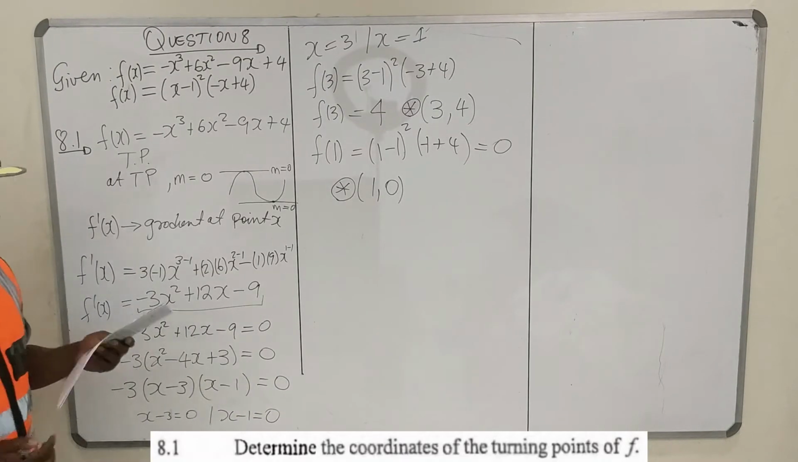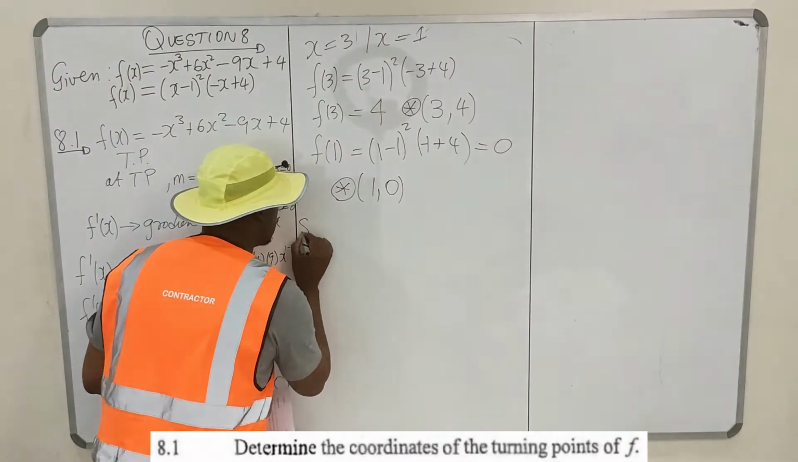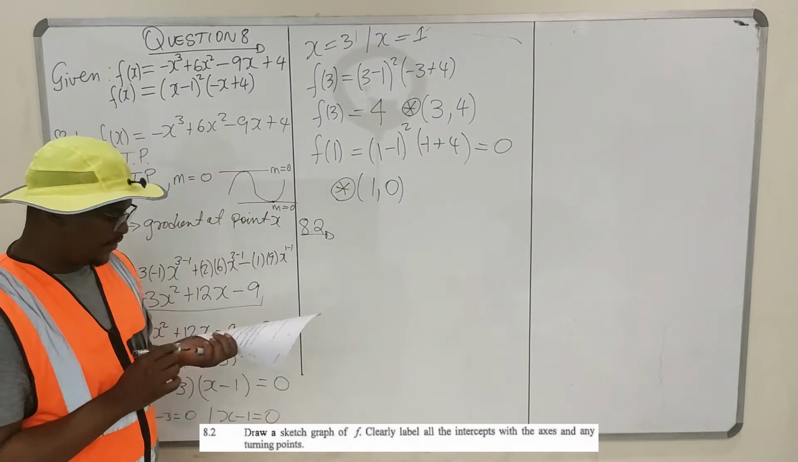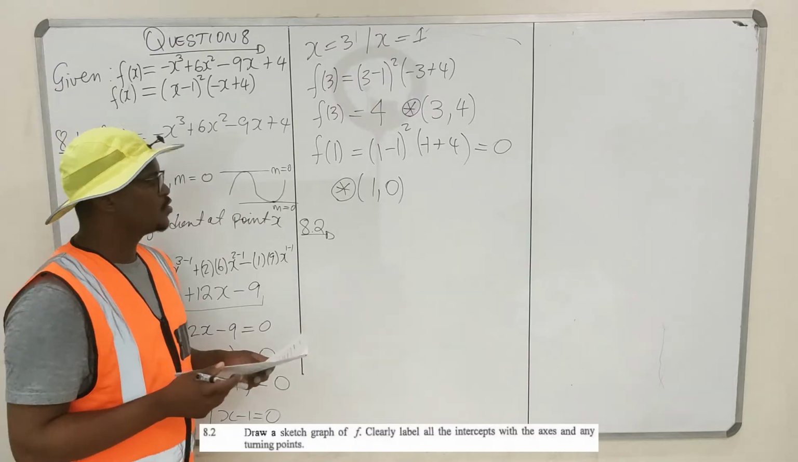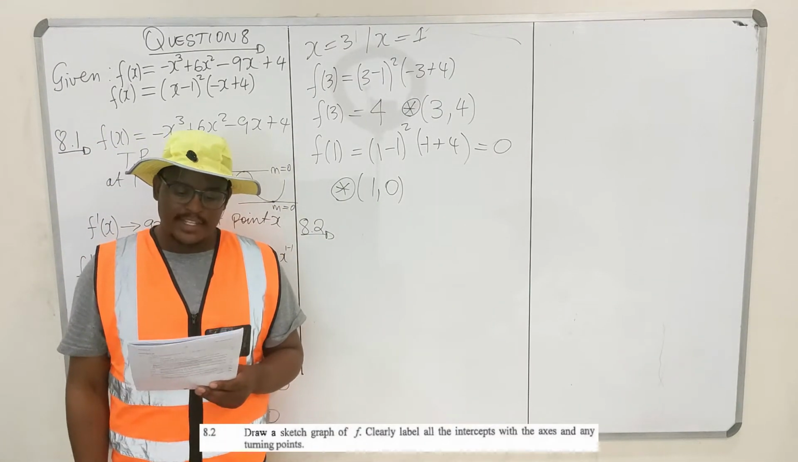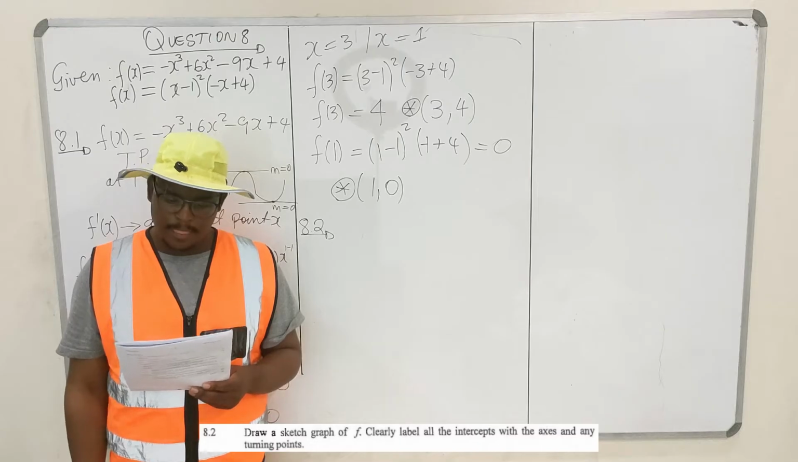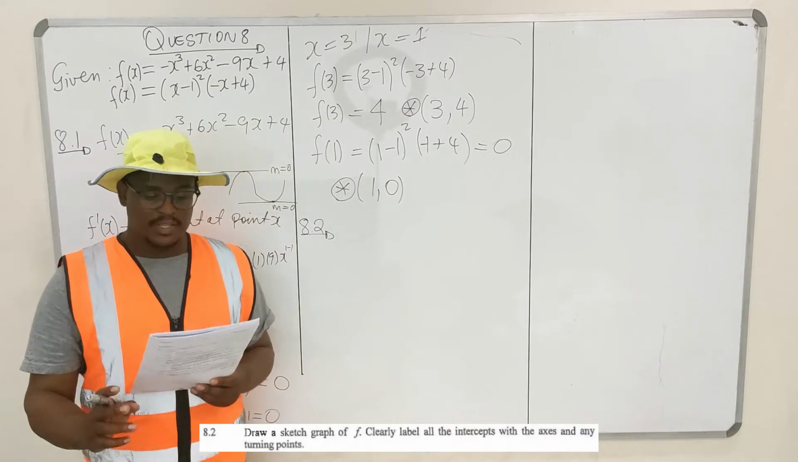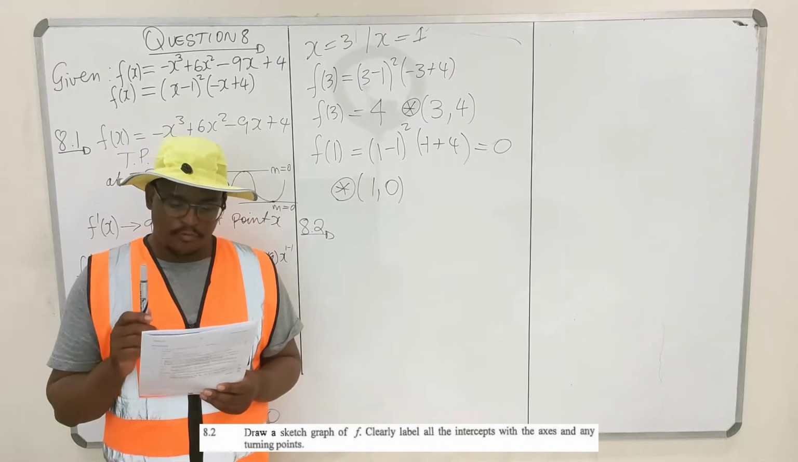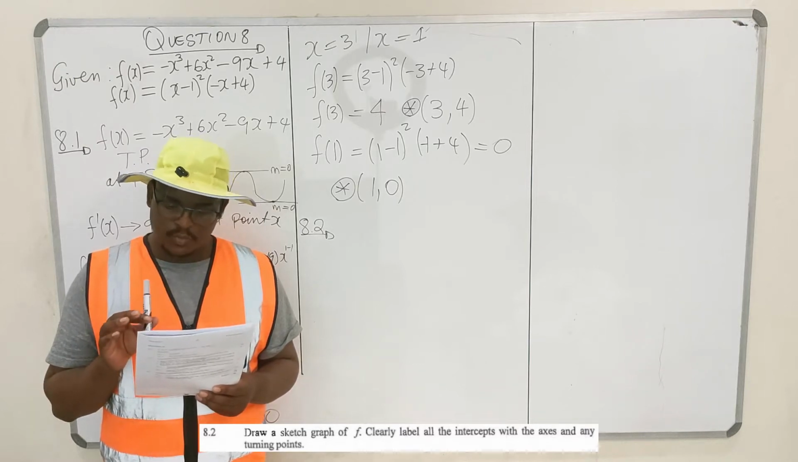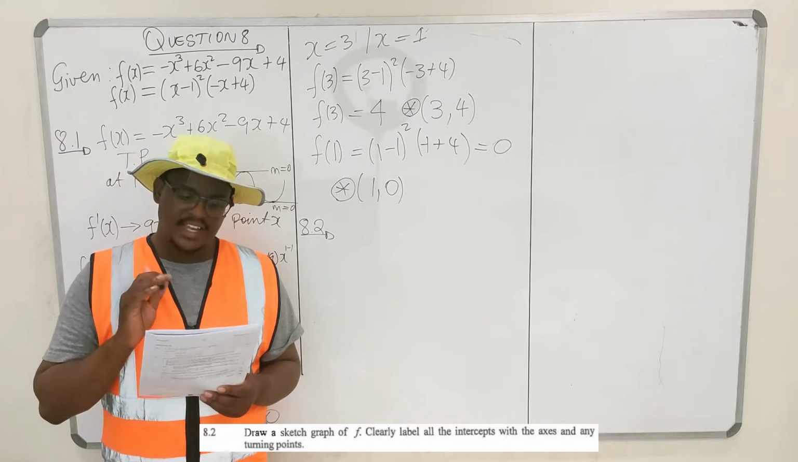What are they saying in the next question? It's 8.2. I hope the first one is clear. So we move on. They are saying in 8.2, draw a sketch of f. Let me read this again. Draw a sketch of f, clearly labelling all the intercepts with the axes and any turning points.